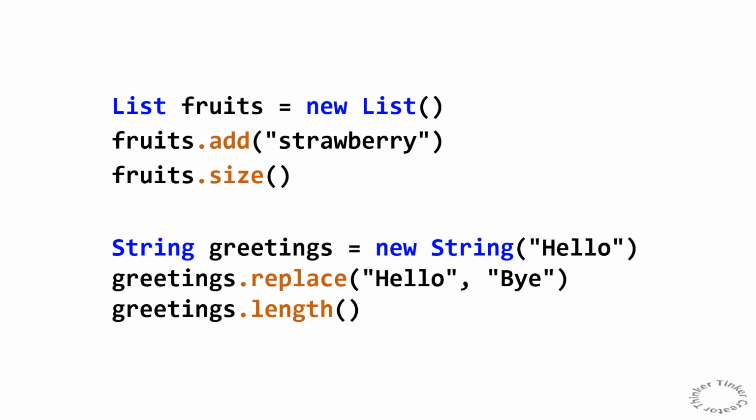In the earlier video, we introduced list and string. If they look similar to the lamp object, that's because they are objects. A list is created by calling the list constructor and a string by calling the string constructor. And each has its own set of methods.